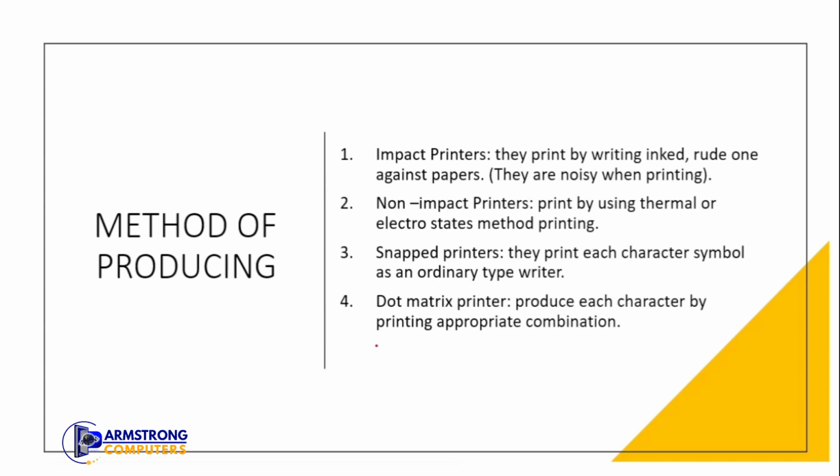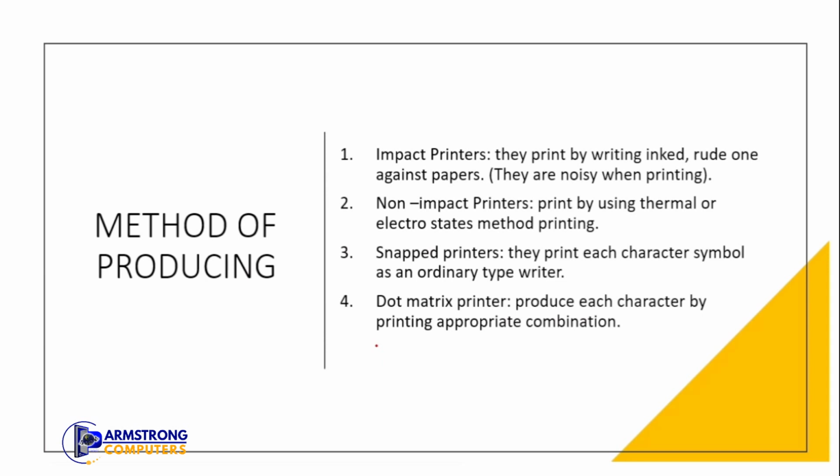We also have the non-impact printers. The non-impact printers are the LaserJets. They print by using thermal or electrostatic methods of printing, which use electricity to print. We also have the smart printers. The smart printers print each character symbol like an original typewriter. So they are kind of like black and white printers.